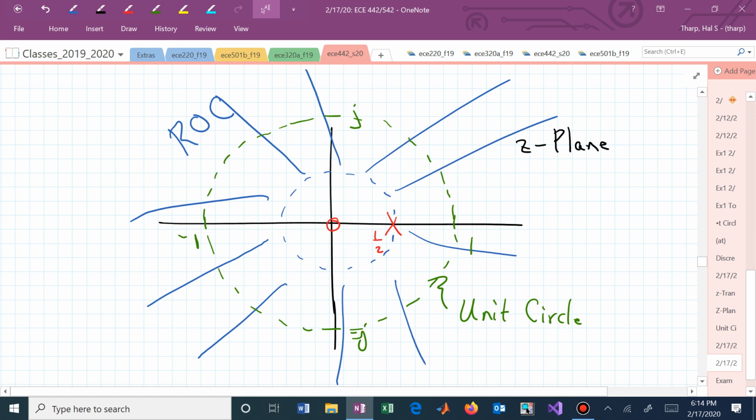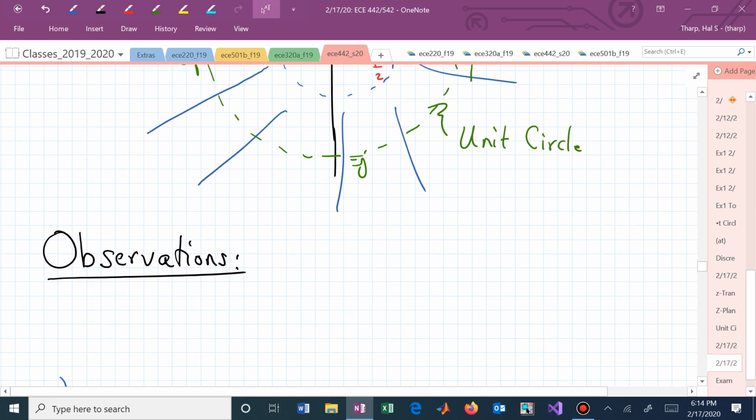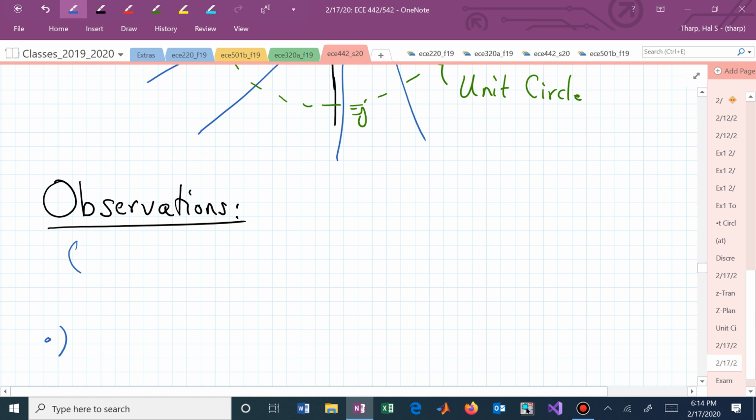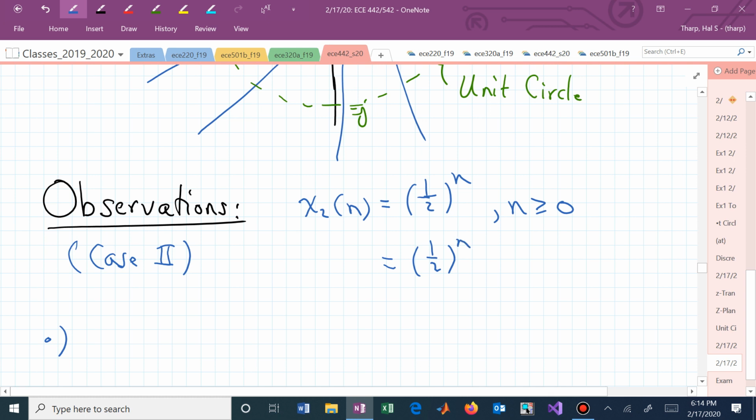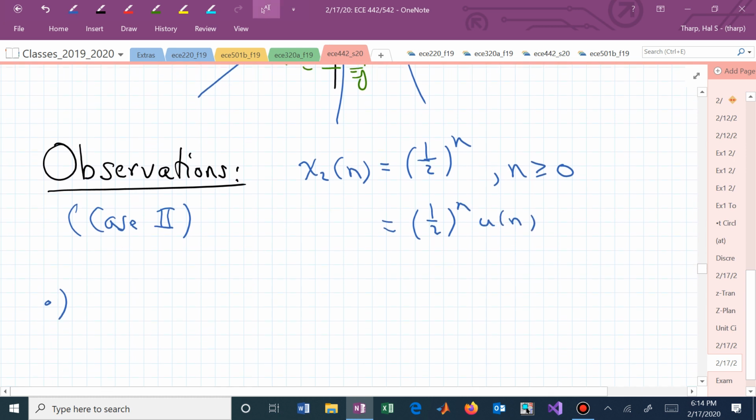What observations can we make now? Again, this is case number 2. This is when x sub 2 of n was r, where r was 1/2 to the n, n greater than or equal to 0, or 1/2 to the n u of n. What's the time domain sequence look like?